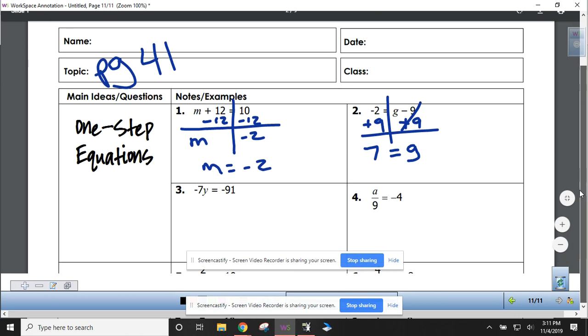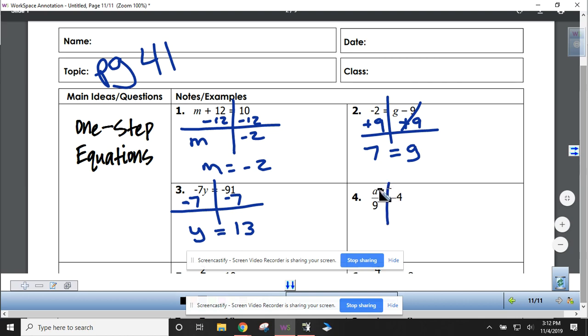All right, number 3, this says -7 times a number equals -91. The opposite of multiplying is to divide each side by -7. Don't forget your negative signs. They still hang on there. So I've got y equals, when I put -91 divided by -7 in the calculator, I get +13.